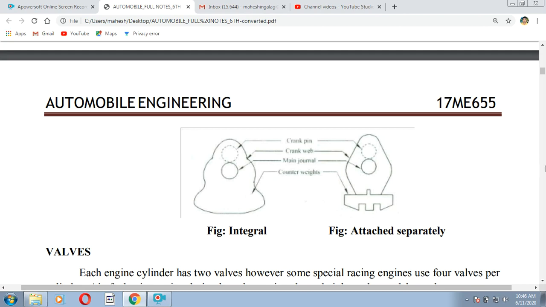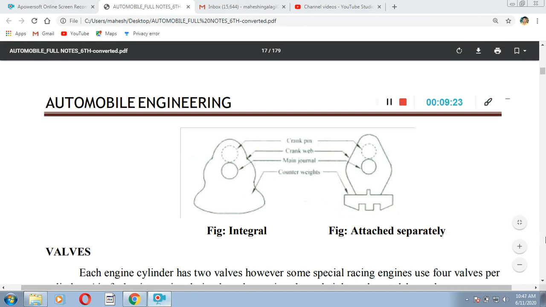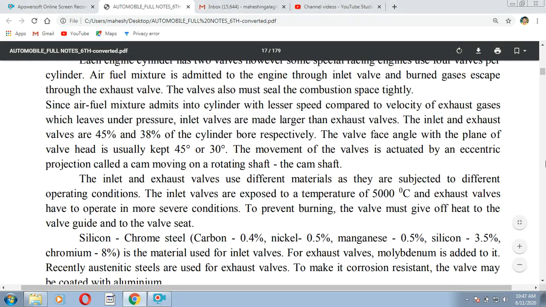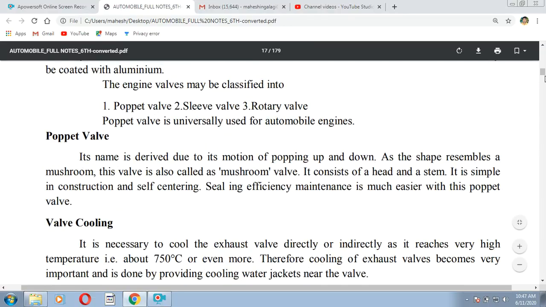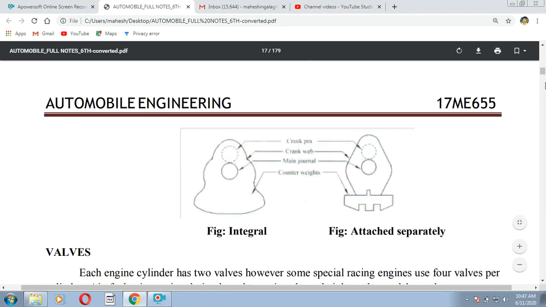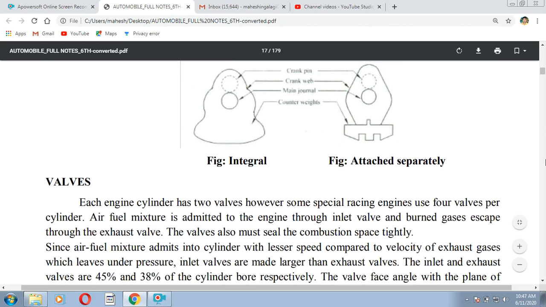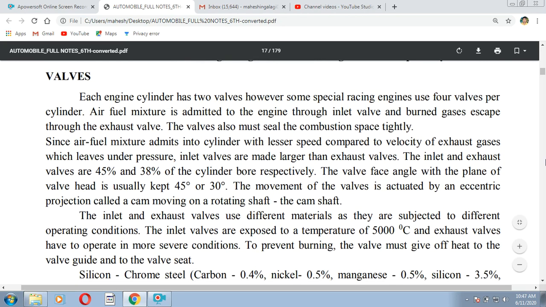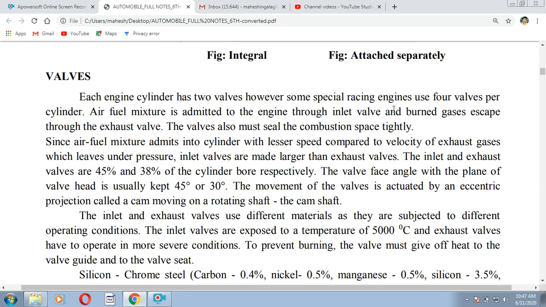Now moving towards one more very important part, that is the valves. Directly you know about the valve. Each engine cylinder has two valves. However, some special racing engines have four valves per cylinder. The air-fuel mixture is admitted to the engine through the inlet valve, and burnt gases escape through the exhaust valve. So we have two types of valve here, the inlet valve and the exhaust valve.